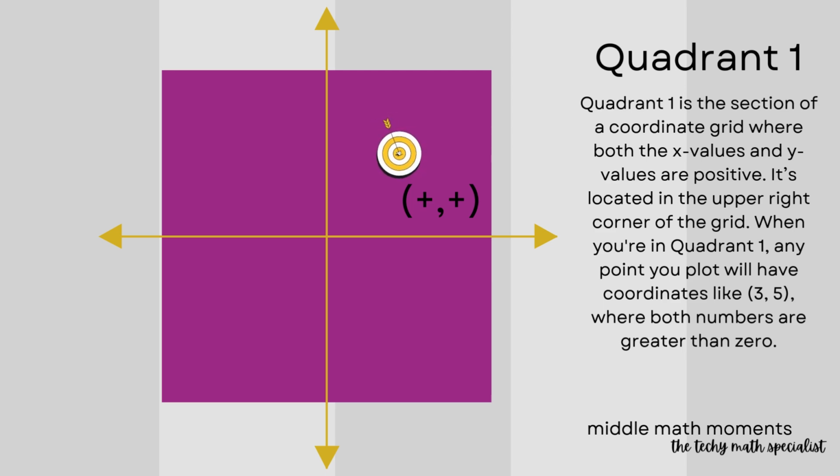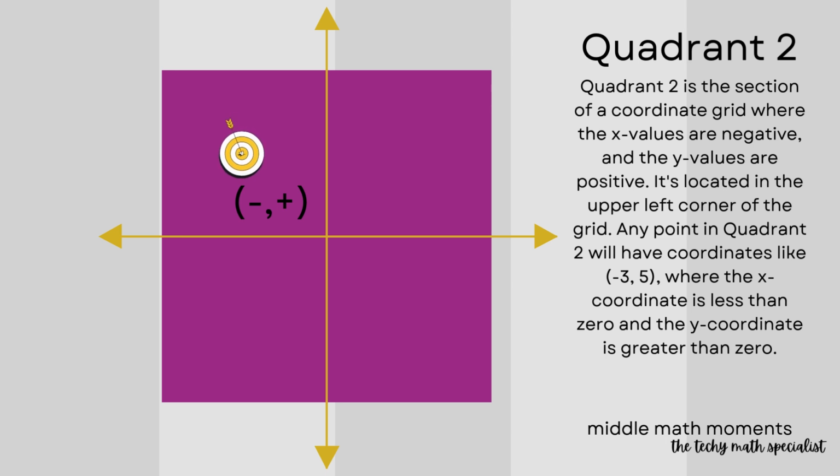than 0. Quadrant 2 is the section of a coordinate grid where the x values are negative and the y values are positive. It's located in the upper left corner of the grid. Any point in quadrant 2 will have coordinates like -3, 5, where the x-coordinate is less than 0 and the y-coordinate is greater than 0.